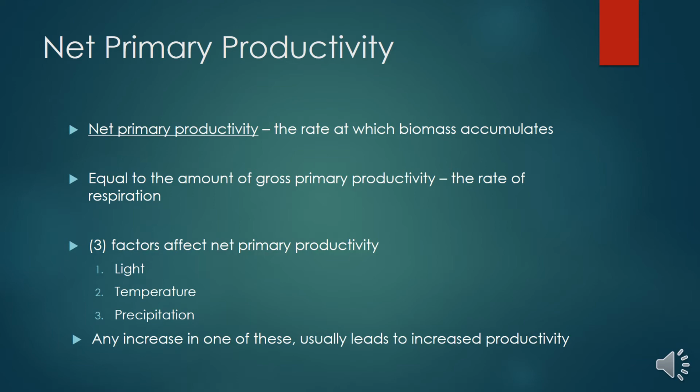There's 3 factors that affect this. And there's light, temperature, and precipitation. And if you increase any one of these, an increase in light, increase in temperature, or increase in precipitation, you usually get more productivity. You get more glucose being made. Plants do better when they get more light, when they get more water, when they have a higher temperature, to an extent.